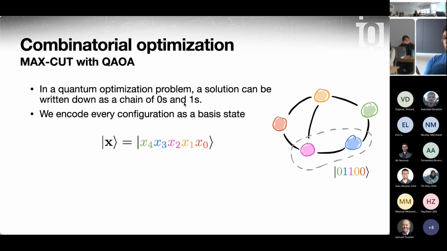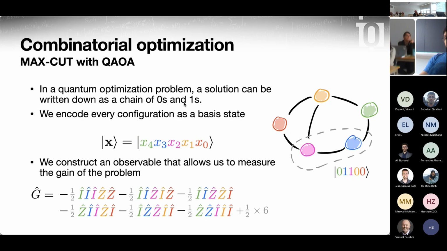But here, basically, you have to separate the nodes into two teams. You do that by referring to a basis state, and the basis states are only zeros and ones. So if the state is something like 0, 1, 1, 0, 0, you can see that the pink node and the blue node are ones. That means they correspond to one of the teams. And all of the others are zeros, so that means they correspond to the other team. And you can build an observable so that when you measure the expected value, you will get a gain of this problem that is called max cut.